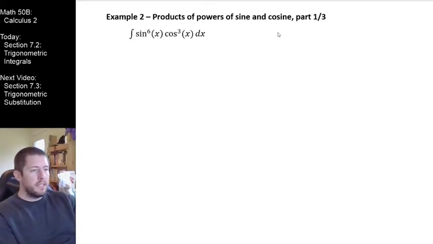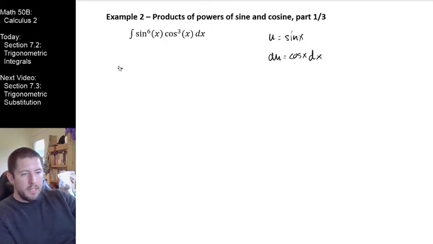And let's see where that takes us here. If I choose u to be sine of x, I think this is a good choice because du is going to be cosine of x dx, right? And this is one of those places where it's not clear to me yet if this is going to be a great substitution. The reason is that it looks like we can rewrite this as u to the sixth, for sine to the sixth of x.